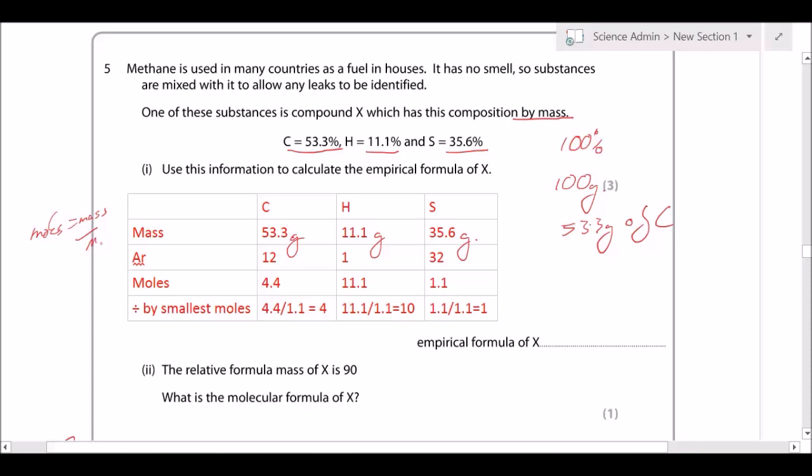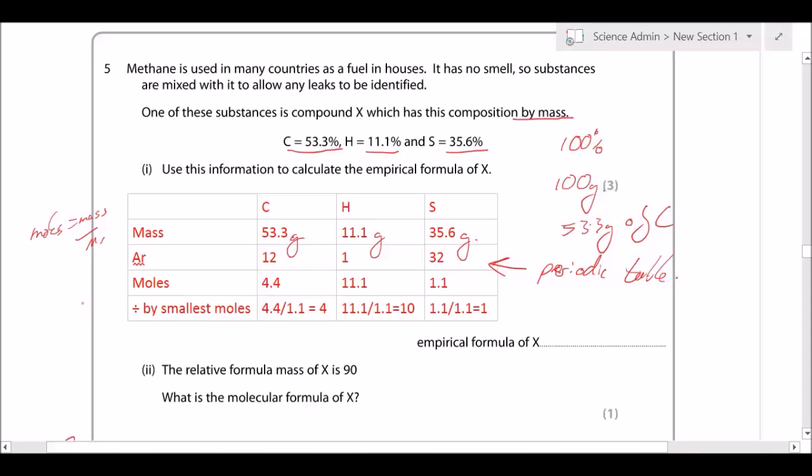I've put Ar here because it's technically more correct. This is just the atomic mass, not the molecular mass, because it's not a molecule. Anyway, so it's 53.3 divided by 12, 11.1 divided by 1, and 35.6 divided by 32. You get these from the periodic table, and that gives you these numbers: 4.4, 11.1, and 1.1.